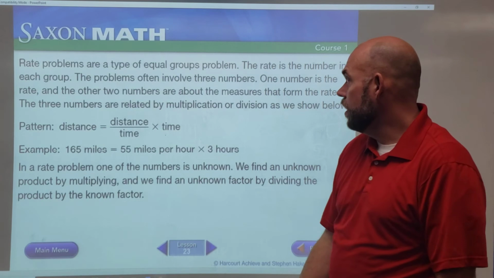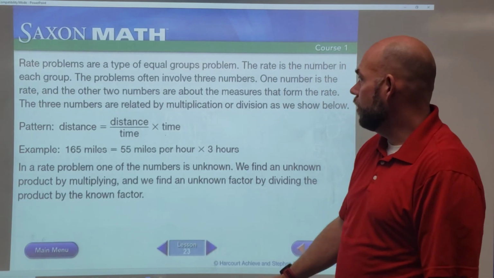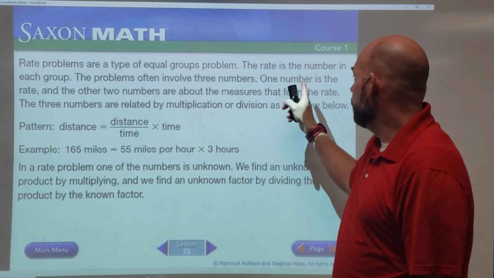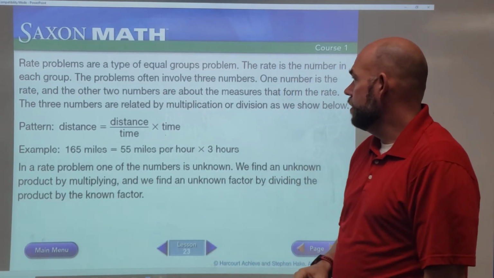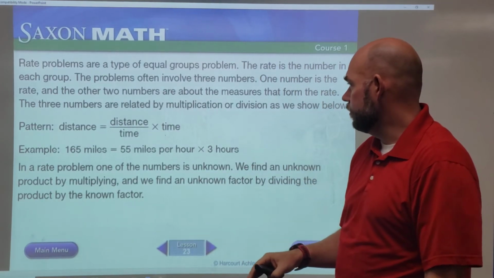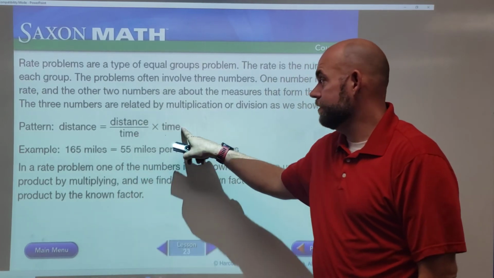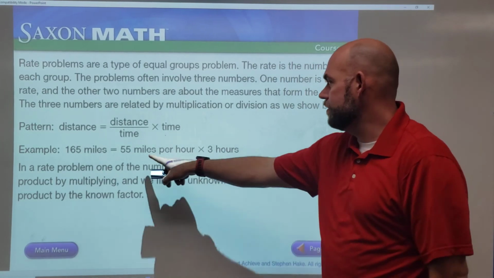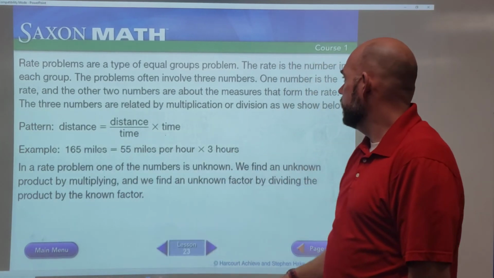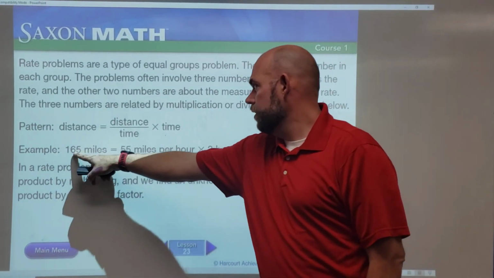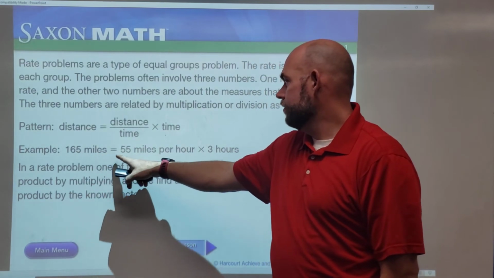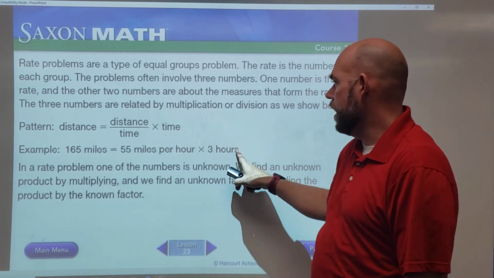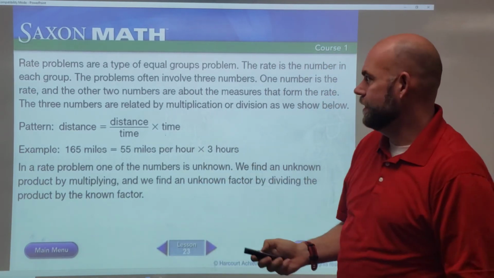All right, so let's look at this. Rate problems are types of equal group problems, which we've been practicing a lot of lately. The rate is the number in each group. The problems often involve 3 numbers, so distance, time, plus another time. So you have to keep those different numbers separate, and it's easiest if you write it out. So here we see that an example is 165 miles, that's the total miles, if it's 55 miles per hour for 3 hours. Let's look at that in an example problem.